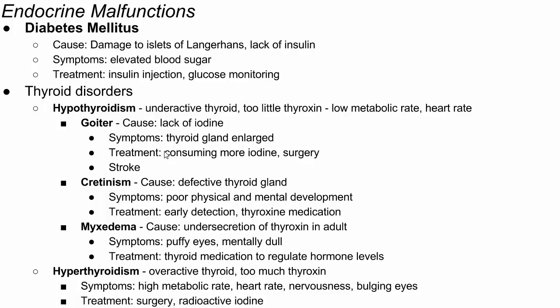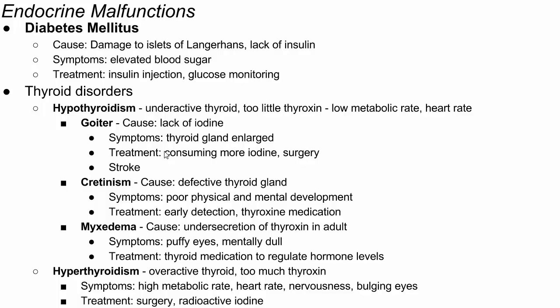As adults, another hypothyroidism condition is called myxedema. It's caused by undersecretion of thyroxine in adults. It leads to distinctive puffy eyes, the person being tired or mentally dull. And again, thyroid medication can be used to help treat this.